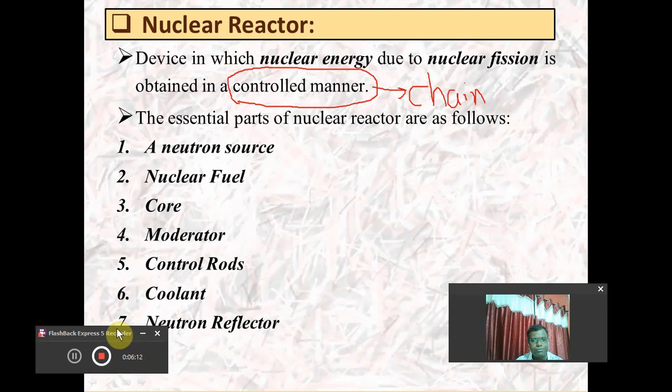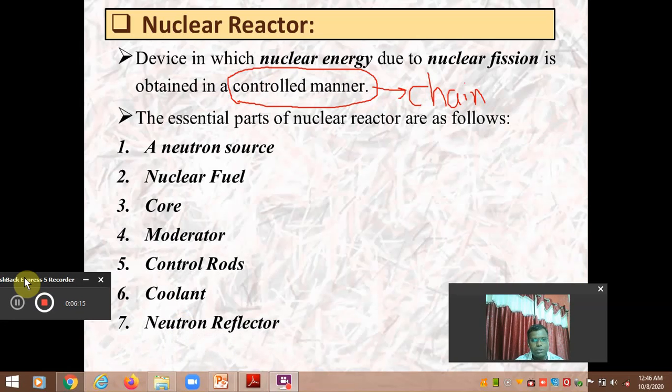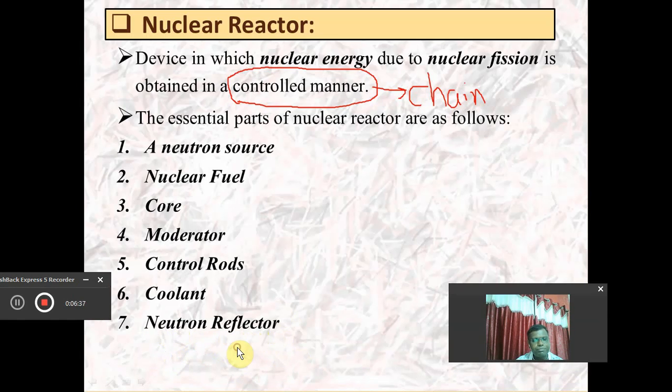So the next component, which is also important, is called the neutron reflector. In order to prevent the escape of neutrons from the surface of the nuclear fuel, some substance or a particular layer is used, and that substance is called a neutron reflector. These are used to avoid the escape of neutrons from the surface of the nuclear fuel.